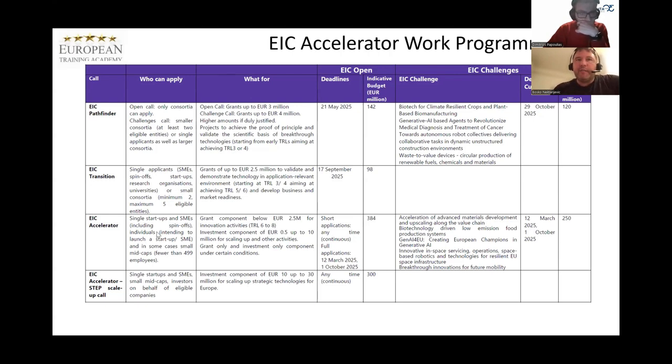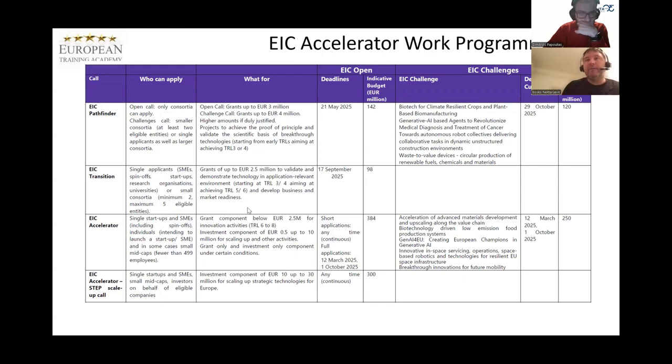So you need to assess where your client is and see whether you're going for the Accelerator or for the Transition. Now, the Accelerator is different from this year. Previously, it was from TRL 5. Now, from this year, it's innovation activities at TRL 6 to 8.